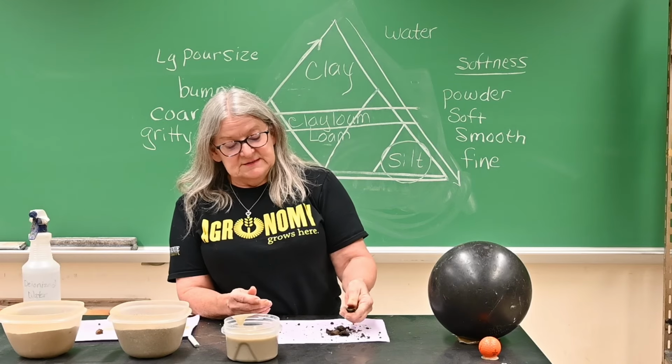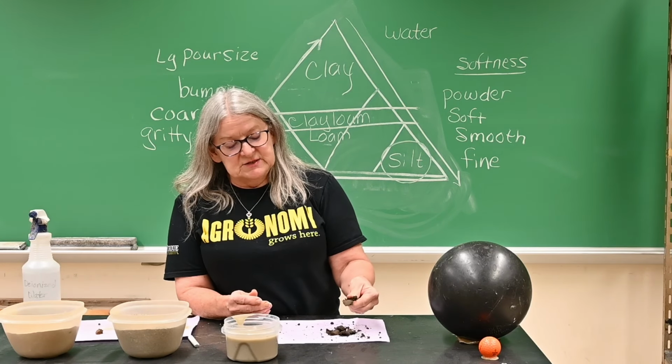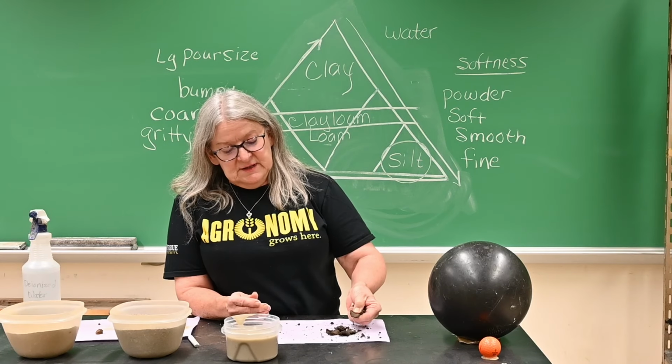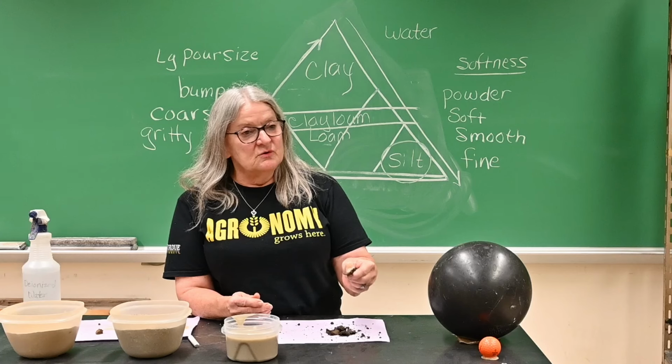So we try pressing it together and it gives us a ribbon. Maybe we can get about an inch, maybe an inch and a half. And then it gets pretty fragile and I have to really pinch it to keep it together. And so this is a loam ribbon.